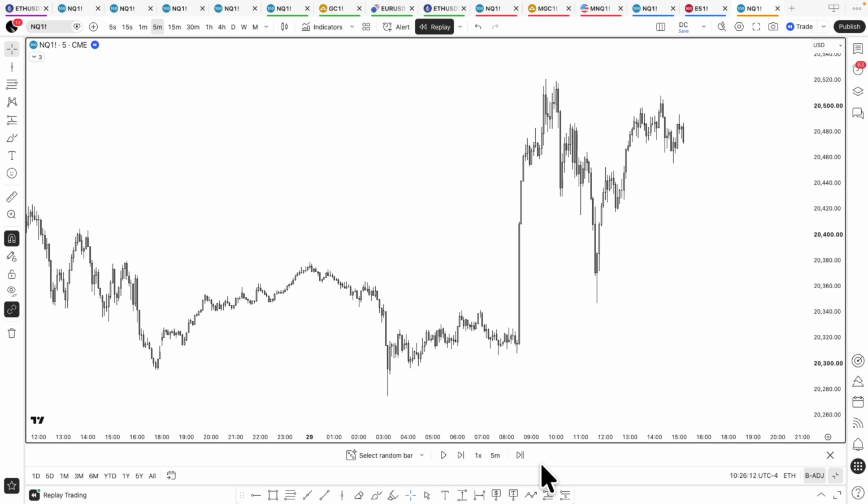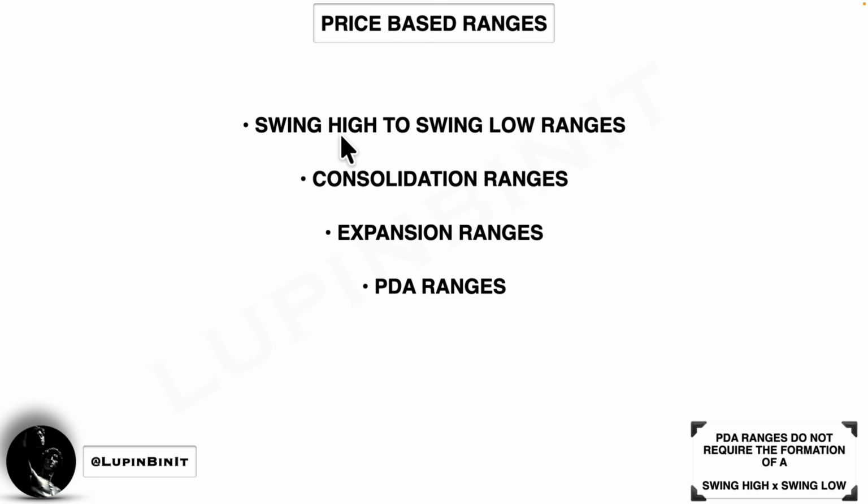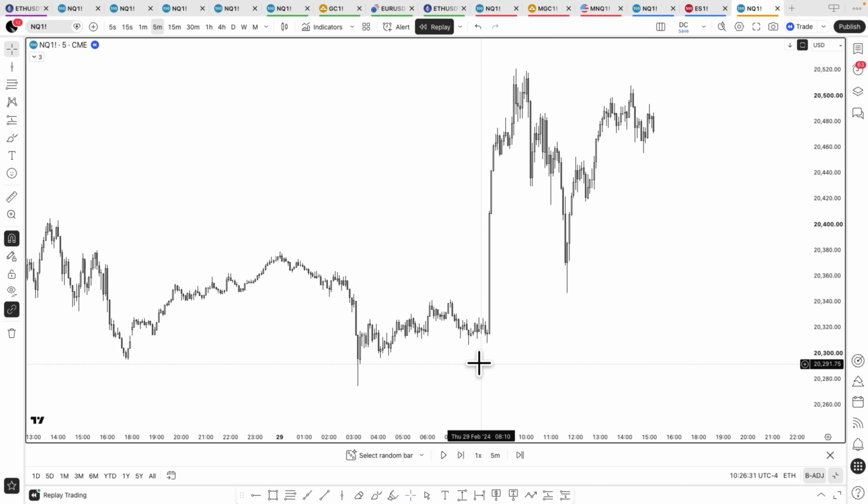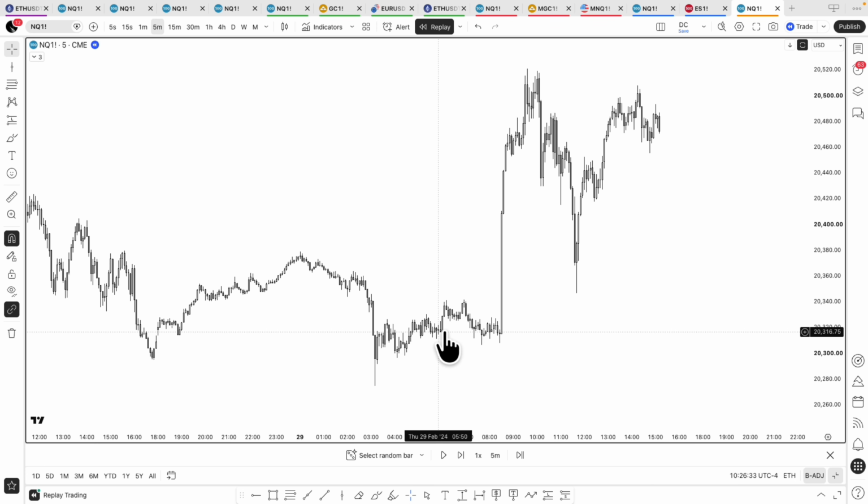So the next one would be price-based ranges. We're going to be taking a look at swing high to swing low ranges, consolidation ranges, expansion ranges, and PD array ranges. To be honest, I'm low-key just going to stay on this chart because it's giving me everything I need. Here you have that consolidation range, and then you have that expansion range, and there are PD array ranges here, and the swing high to swing low range.